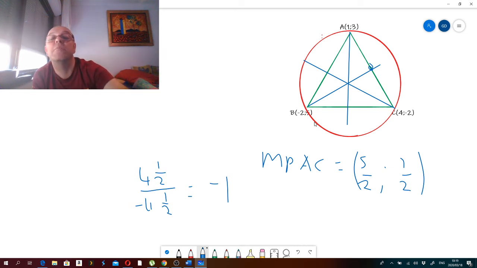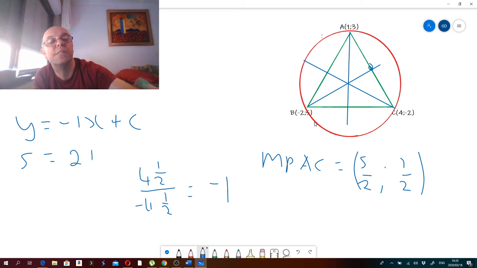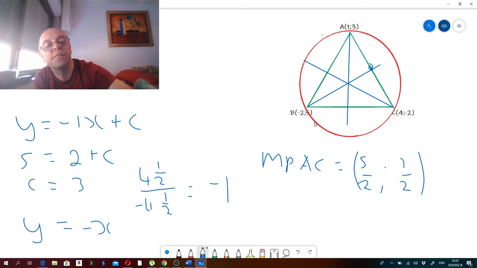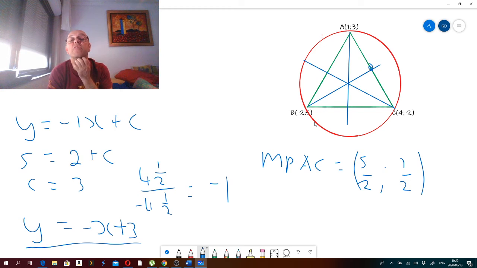Let's then put in the point minus 2, 5, and we'll get y is equal to minus 1x plus c, and therefore 5 is equal to minus 1 times minus 2, which is 2, plus c. That makes our c equal to 3, giving us an equation for that line of y equals minus x plus 3. Okay, that's a nice easy equation, and we're going to keep that one.